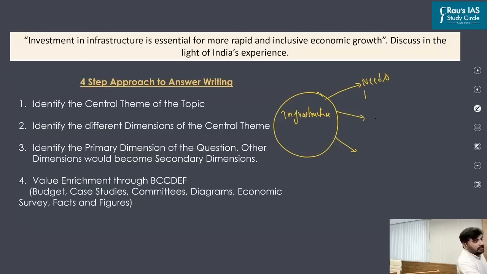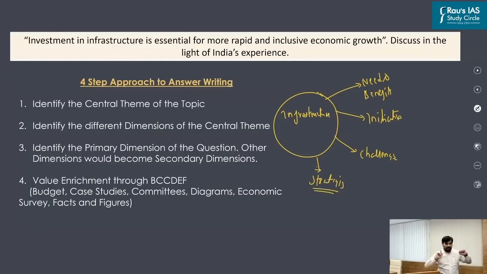Second dimension could be with respect to various initiatives taken by the government for creation of infrastructure, right? Various initiatives. Third dimension could be with respect to challenges, right? Fourth dimension could be with respect to strategies in order to optimally leverage the infrastructure sector, right? So there are different dimensions, right? Now, read the question carefully here. It says investment in infrastructure is essential for rapid and inclusive economic growth.